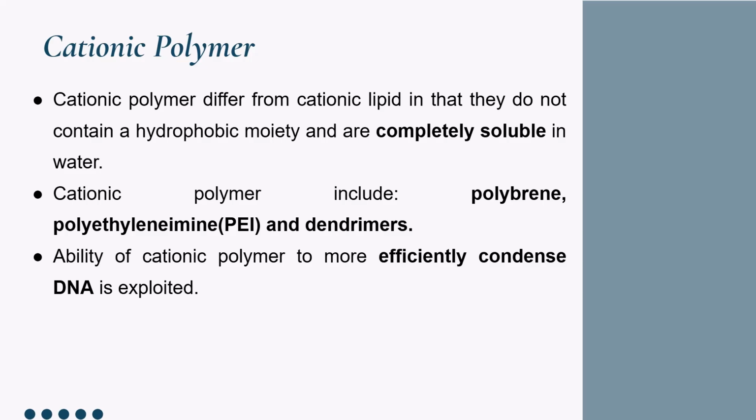Now the next method is cationic polymer. Here also the principle is the same: the genetic material is negatively charged and we are using a cationic polymer so that it can easily incorporate the negatively charged genetic material. Cationic polymer is different from lipid in that they do not contain any hydrophobic moiety. In lipid we know that there is a hydrophilic head and a hydrophobic tail. This hydrophobicity is not there, and they are completely soluble in water.